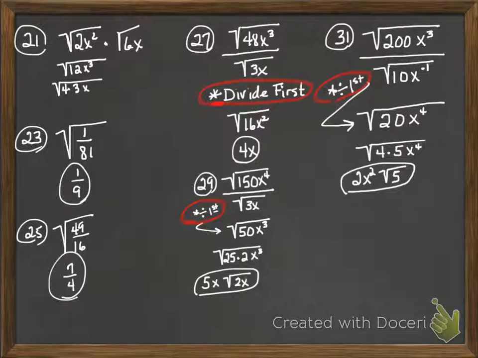Bring down the variable. Square root, what times itself 2 times is 4? That's 2. Square root of 3. Can't take the square root of 3. When I get to my x, I want to divide my index into my exponent. So 2 goes into 3 once. 1 is left over, so you end up with an x to the 1 under the radical along with your 3. So you have 2x square root of 3x.